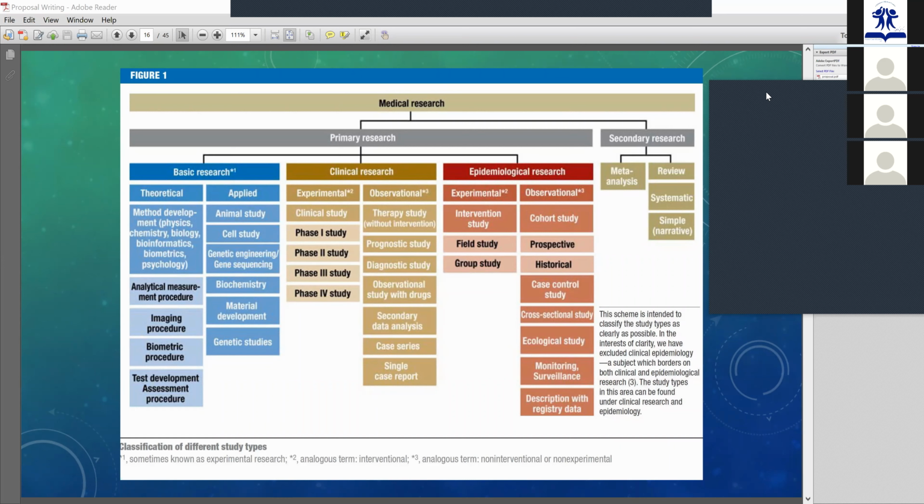science. Okay. It has two types: theoretical and applied. In the theoretical type, maybe you try to develop a method. Maybe you try to analyze a measurement procedure, biometric procedure, imaging procedure, test development assessment. Okay. You just try to explain things in theory. You will not do them by yourself. Okay.